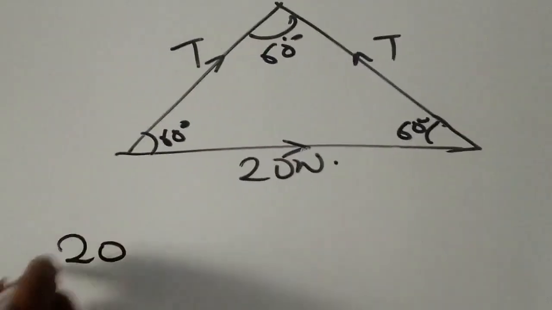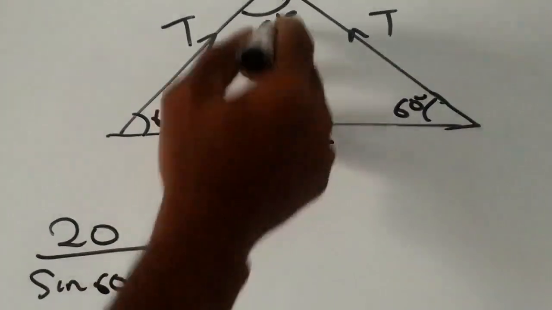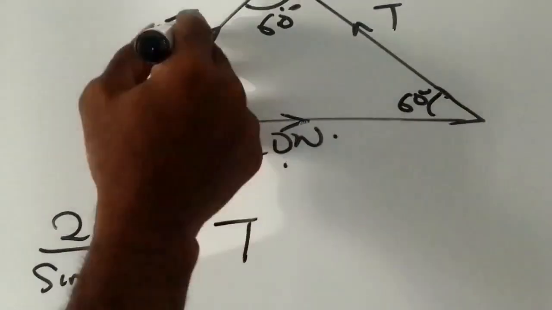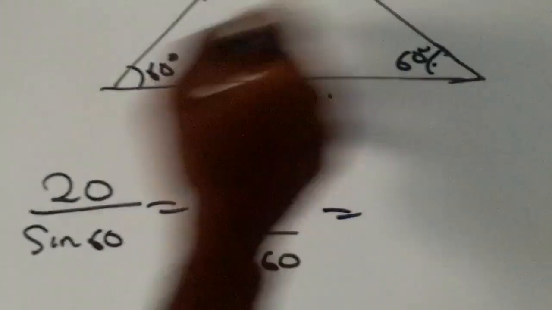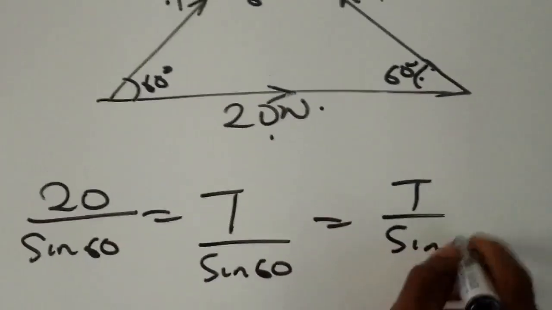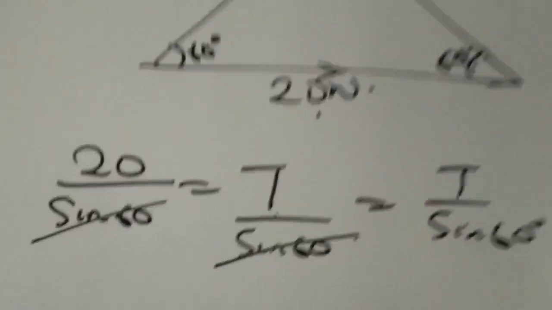Each force over the sine of the angle opposite it. So 20 over sine 60, T over sine 60, and also T again over sine 60. Since these two are equal, you equate any of these to this. So you see that sine 60 cancels out sine 60, without wasting your time. Since they are equal, you can cancel out the denominator, so that means T becomes the same 20 newton. So the value of the tension is the same 20 newton.